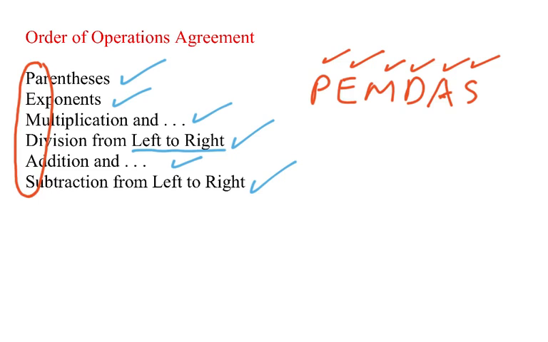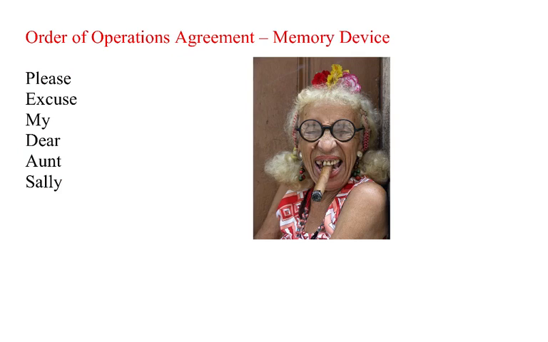I happen to prefer a different memory device because it's a little bit more colorful and a little bit more fun. And here's what that is. The memory device I like is called Please Excuse My Dear Aunt Sally. Now, where does this come from? Every family has an Aunt Sally. Kind of the crazy lady. We sort of keep her in the basement most of the year because she bothers people. But on Thanksgiving, we bring her up for Thanksgiving dinner, and she kind of makes a fool of herself.